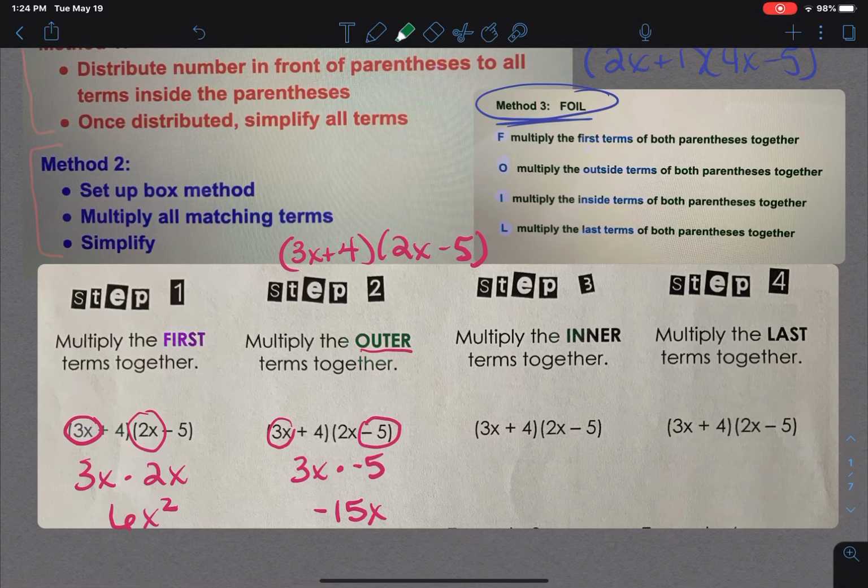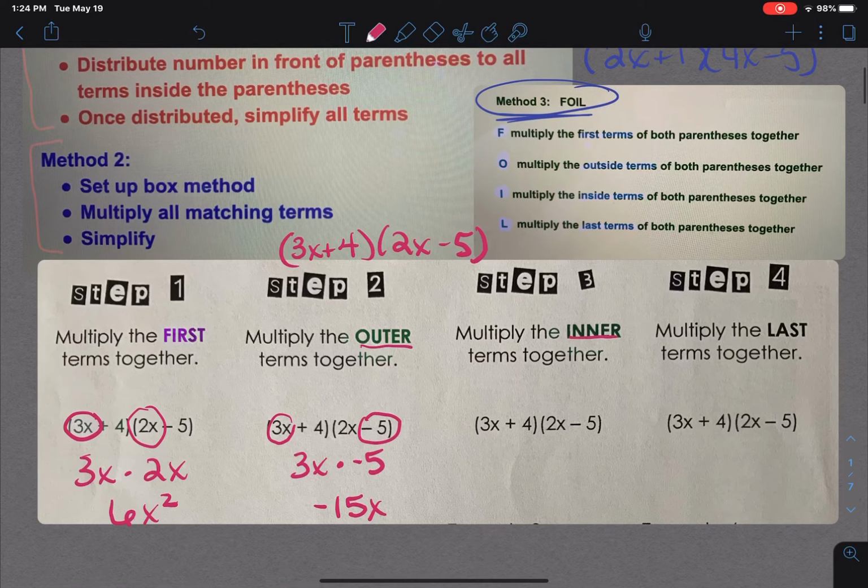Okay, now we're going to go to inner. So if I look at inner, it has to do with the 2 terms that are the closest together inside. So 4 and 2x. So if I have positive 4 times positive 2x, it's going to be 8x. Okay, now I'm going to go to last.